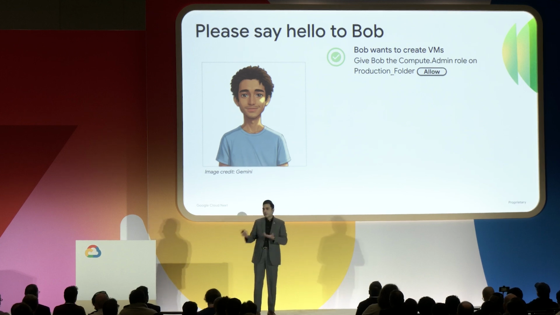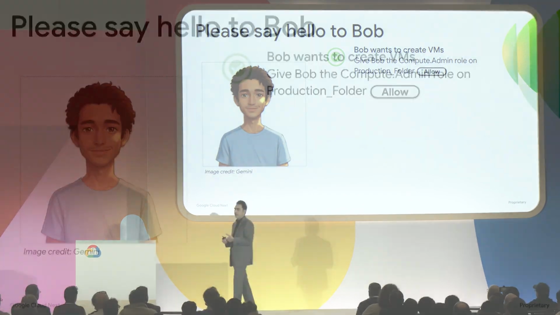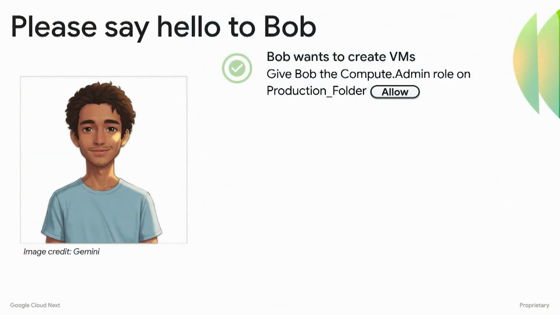So the admin, so that's goodness, there's some segregation of duty. Bob's not able to give himself the VM admin himself, so he reaches out to the admin, and admin is nice, accepts the ticket, services the ticket, and Bob now has compute.admin role on the production folder. So you've given an allow. It's OK, but it's actually a bad practice.